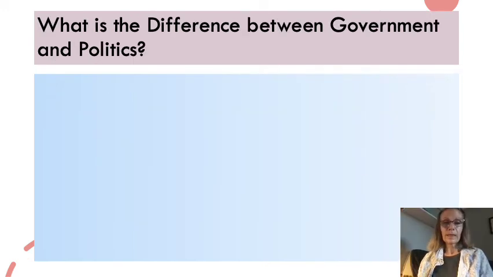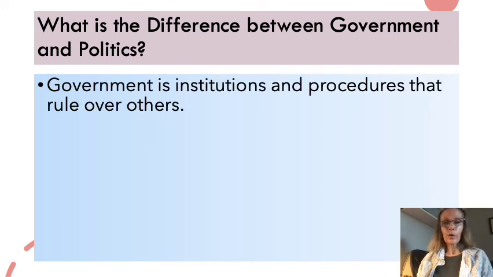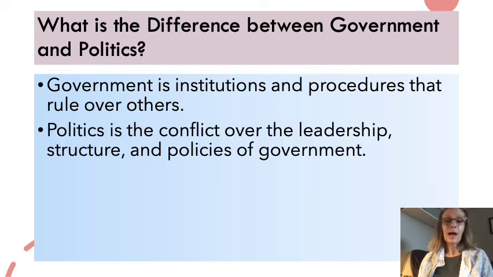So we've spent most of this lecture talking about government, but what's the difference between government and politics? Because this class is about American government, but it's also about American politics as well. Well, as we know, government is institutions and procedures that rule over others. Politics is the conflict over the leadership, structure, and policies of government. So in a way, the institutions are there, but who's going to lead us in our government? How is our government going to be structured? What are the policies that our government is going to implement?